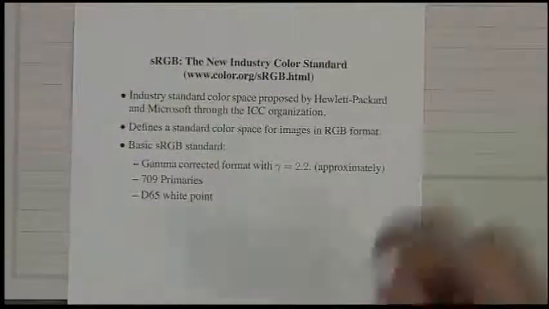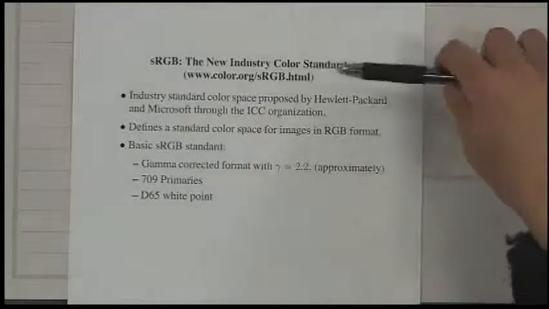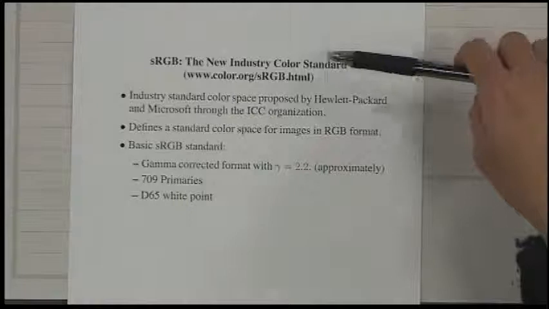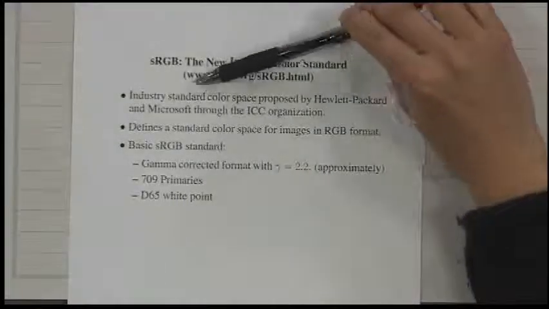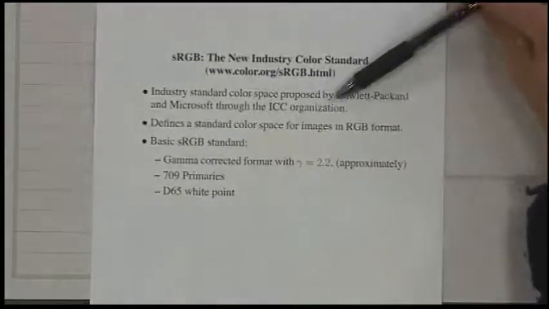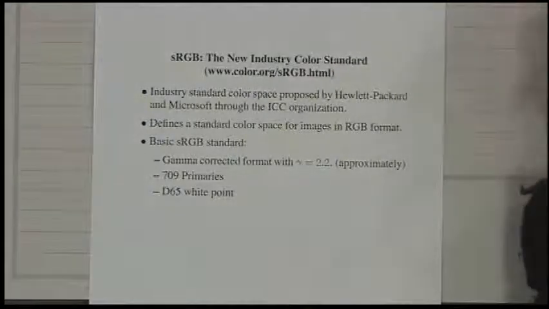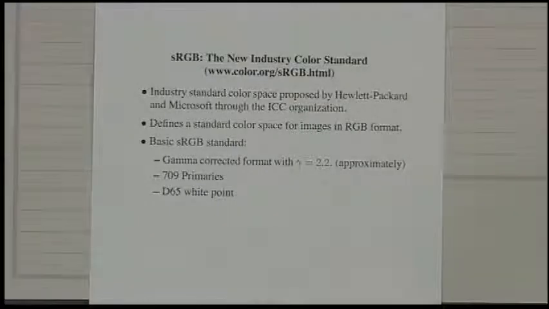So another standard coming out of the ICC is the so-called sRGB standard. It's an industry standard color space proposed by HP and Microsoft, but through the ICC organization. And this is referring to the simplification that I was talking about. This sRGB standard is the mechanism by which devices can communicate in a simple way with some ICC underneath it. So this is the basis for that.